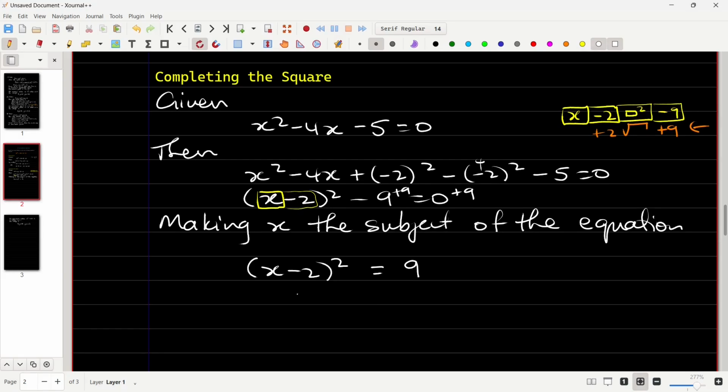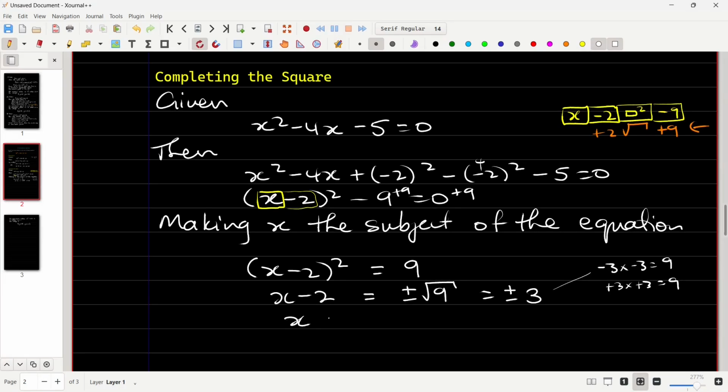Next, we want to do the square root. So if I square root both sides, I'm going to get here x minus 2, and then I'm going to get plus or minus the square root of 9, which is equal to plus or minus 3. All right? Since what we can say is that negative 3 times negative 3 is equal to 9, and positive 3 times positive 3 is equal to 9, we will be able to say that either positive 3 or negative 3 would be equal to 9 when we square it.